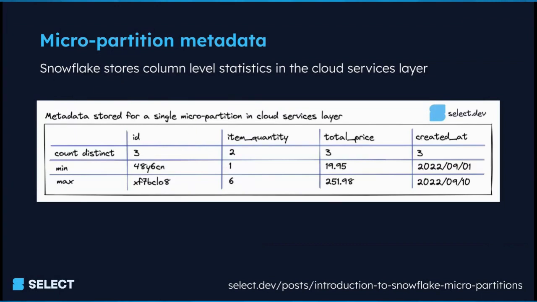What's cool about what Snowflake does is, for each of these micro-partitions, for each of these files, they include a bunch of metadata. If you can imagine, we show these columns, it's storing the number of distinct values, the min and max value of each column. That's all stored in the cloud services layer.